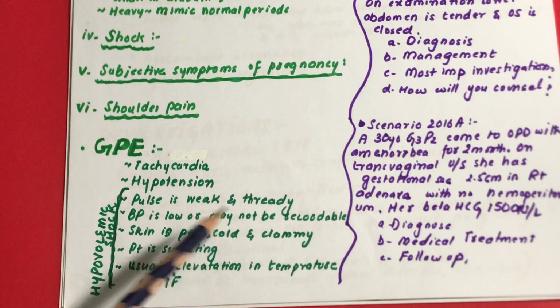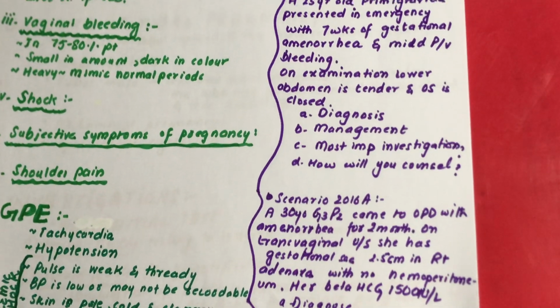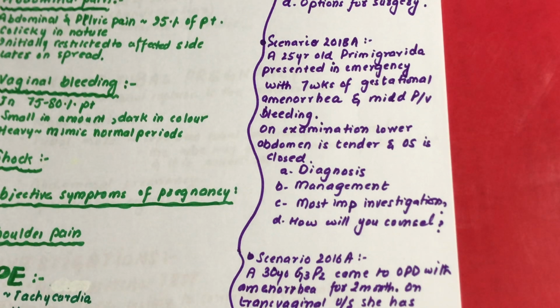Her pulse is weak and thready, her BP is low or may not be recordable, her skin is pale, cold and clammy, and the patient is sweating. A slight elevation in temperature, usually about 101 or 102 Fahrenheit, may be found due to hemoperitoneum. Okay, and look, these are the scenarios. Please give them a look so that it may be further clear to you.